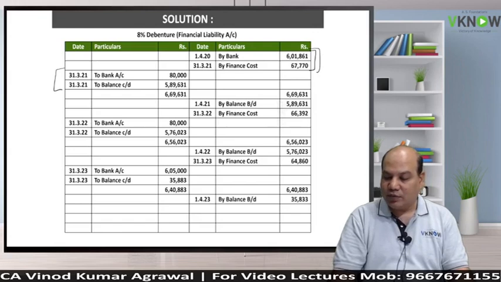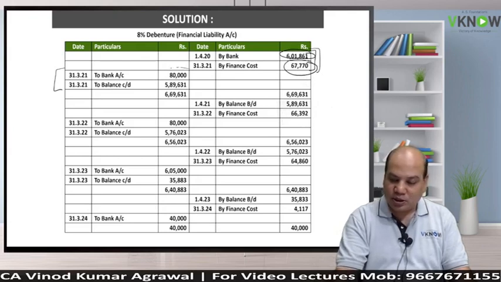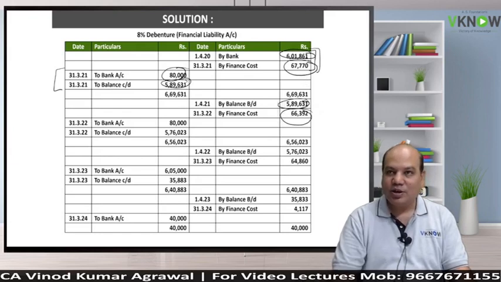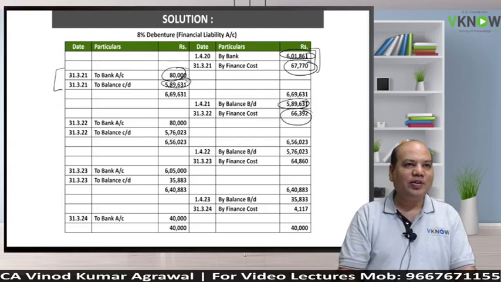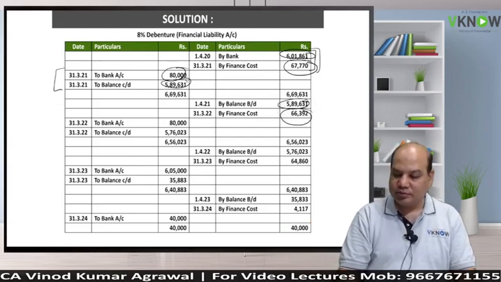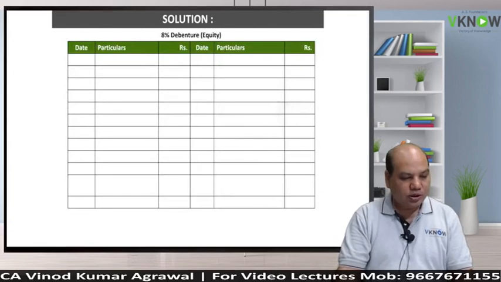In fact, in the exam, if you don't have the time, the schedule is not required. Take opening balance, multiply by 11.26%, pay the amount, pay the balance. Bring the balance, again compute the finance cost. And after preparing the ledger, you can prepare the balance sheet extract. Okay. So this is your liability account.